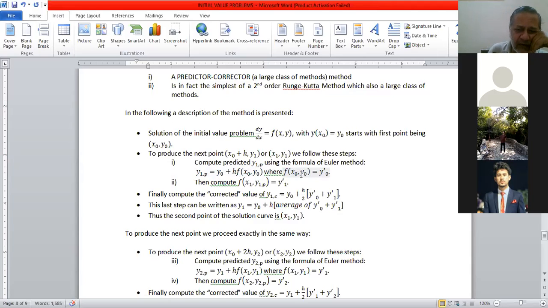जहाँ पे f x naught y naught was the derivative value at x naught. So we go for calculating f x1 y1p, which is yet another value of the derivative, not at x naught, but at x1. But that is not what we are going to stop at, and we go for a correction. Correction in what? Correction in the value of y1 obtained using one step of Euler's method.